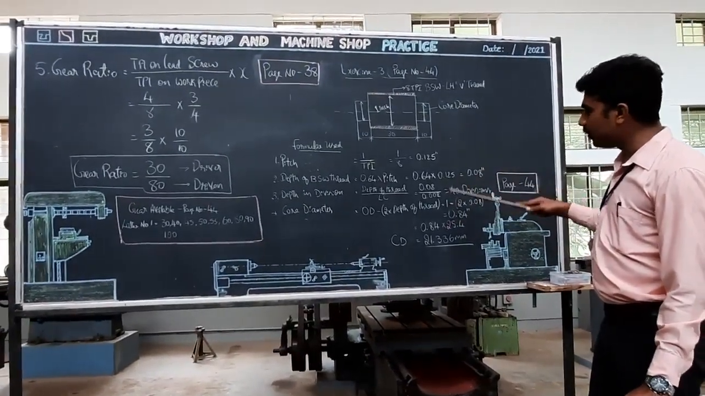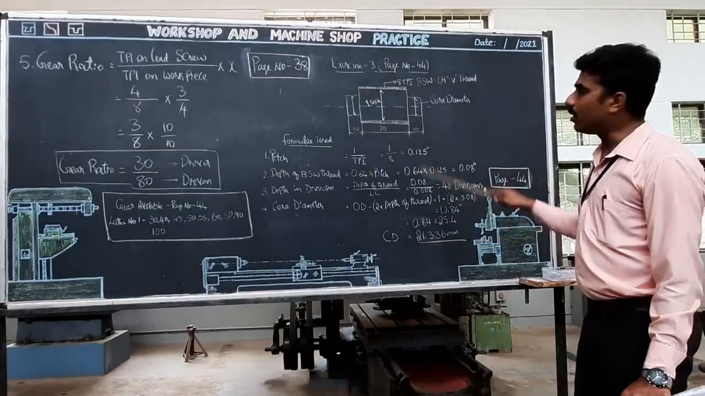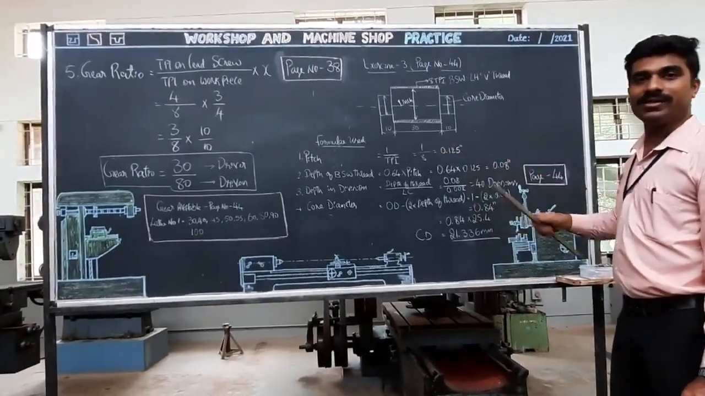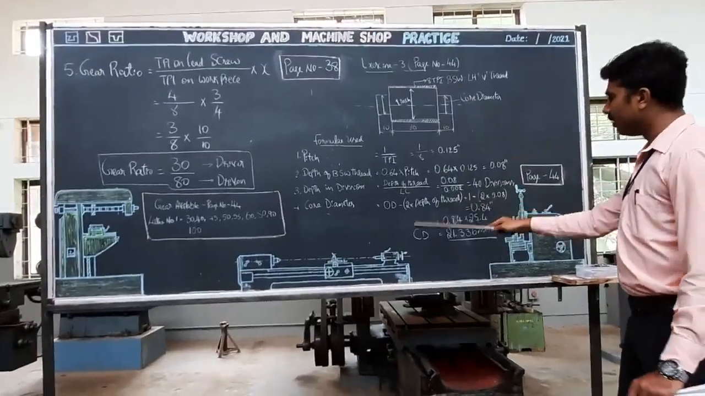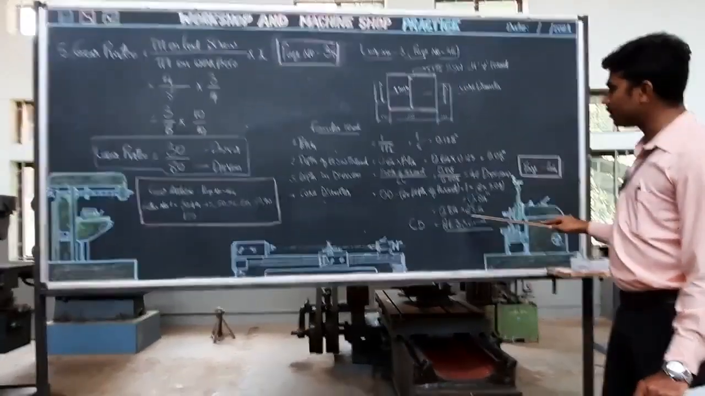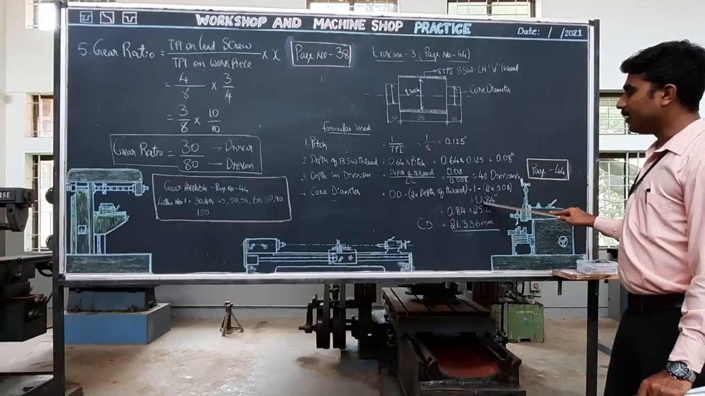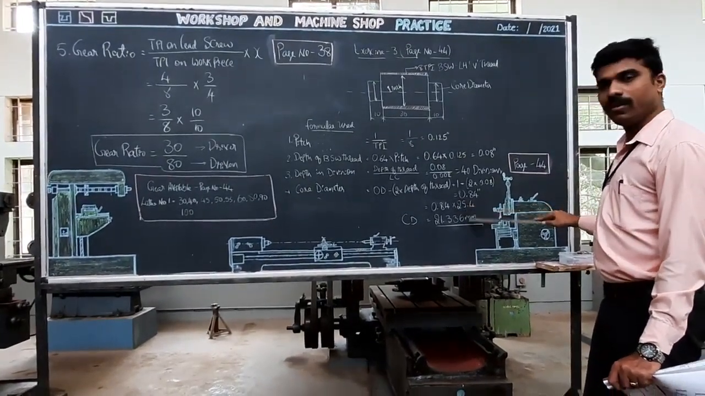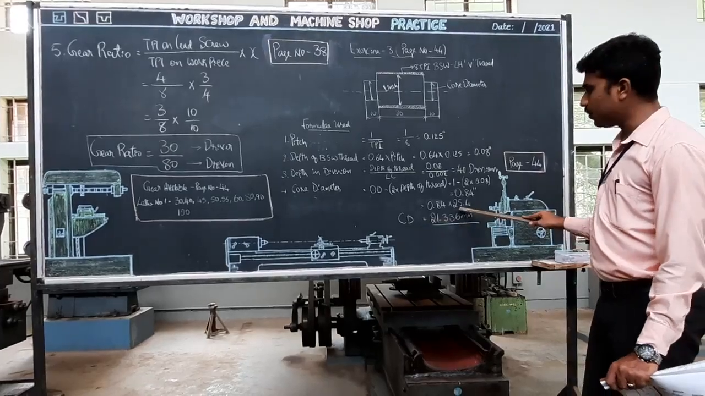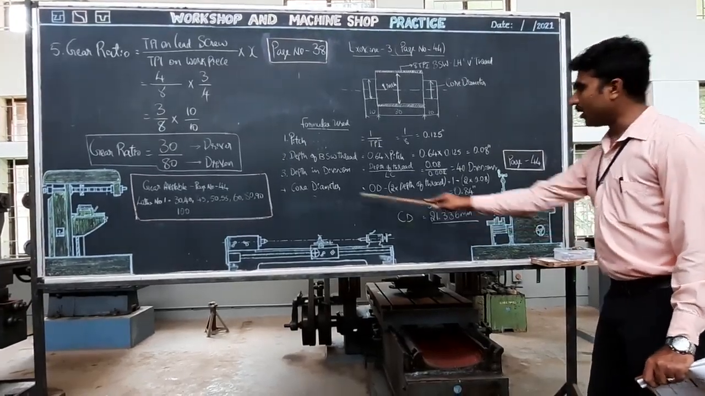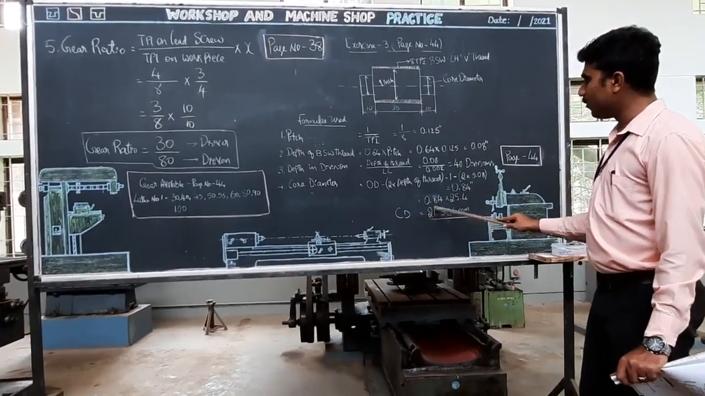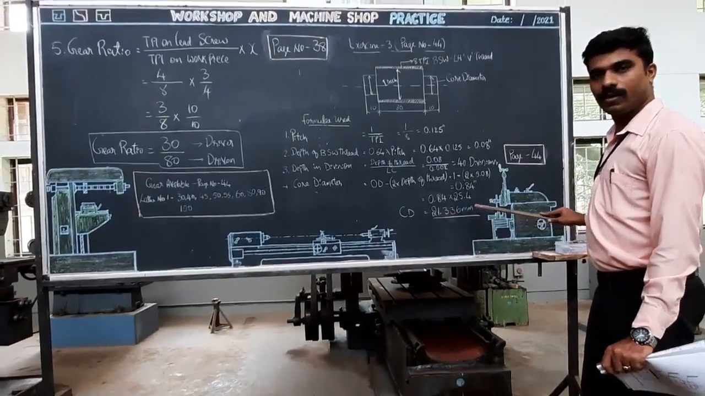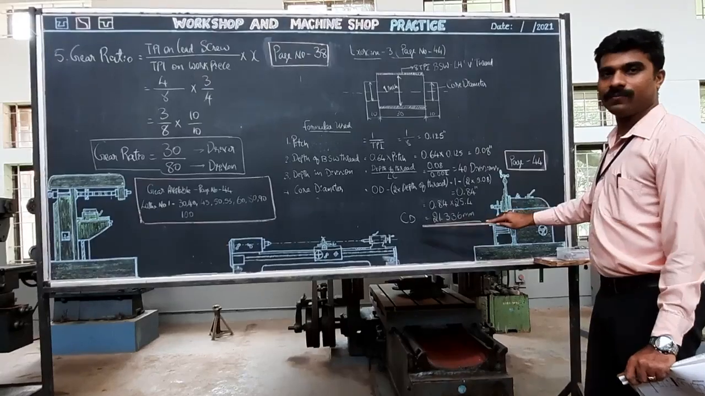This 0.84 has to be converted to mm, because ultimately we will set the values on the lathe by seeing not in inch but in mm. So to convert inch to mm, I have multiplied by 25.4 mm. You know, 1 inch is equal to 25.4 mm. So I will get the answer: core diameter is 21.336 mm. So this is the core diameter.